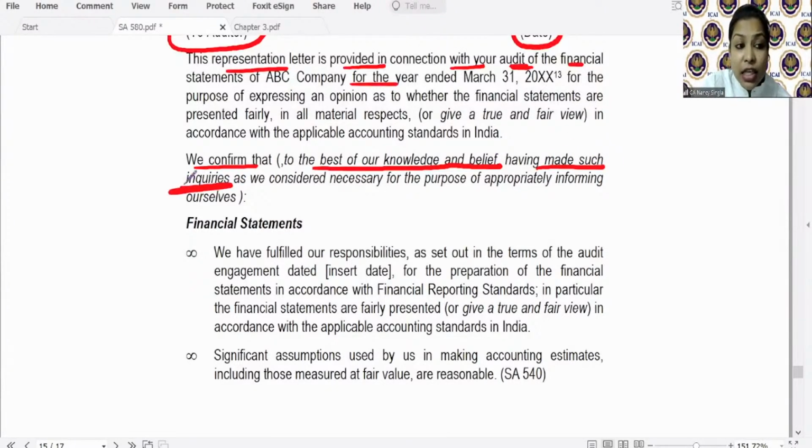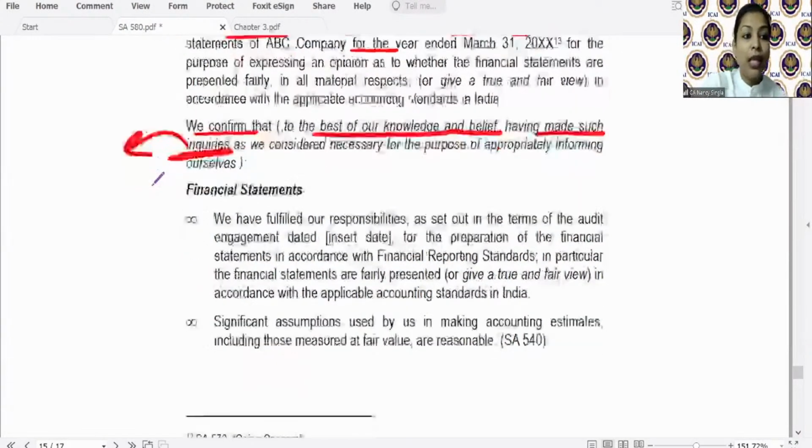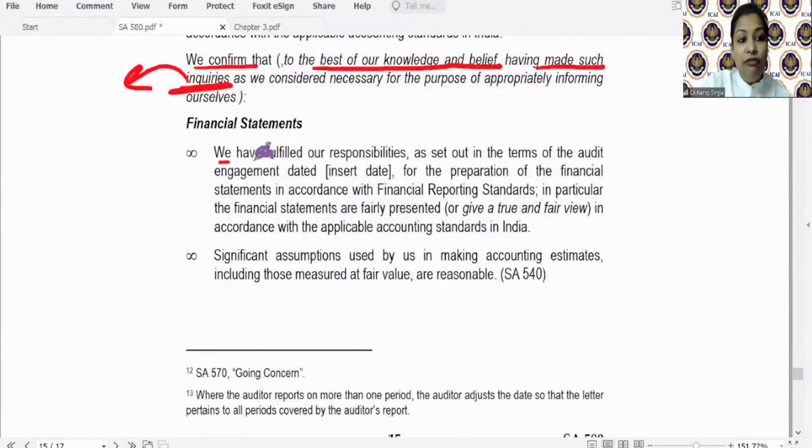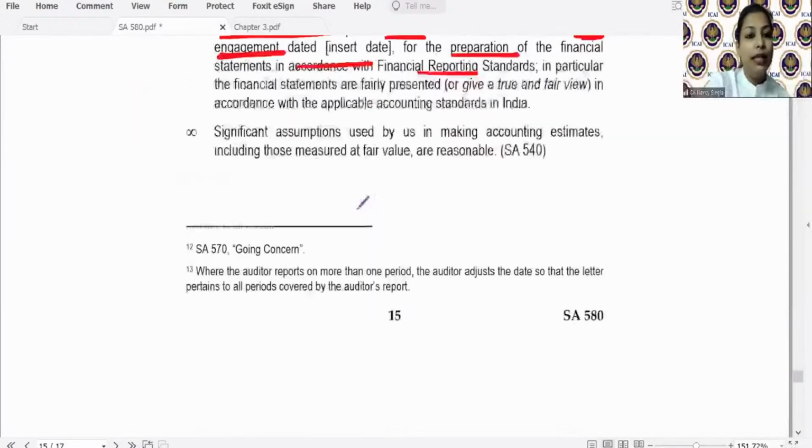Having made such inquiries, see here management has written that we have also inquired of legal experts and actuaries, okay? And what else? We have fulfilled our responsibilities as set out in the audit engagement letter dated so and so for preparation of financial statements in accordance with financial reporting standards and all that, right? Then accounting estimates used by us are reasonable.